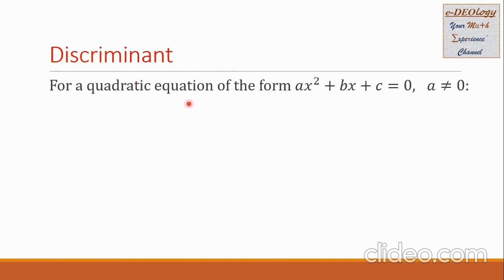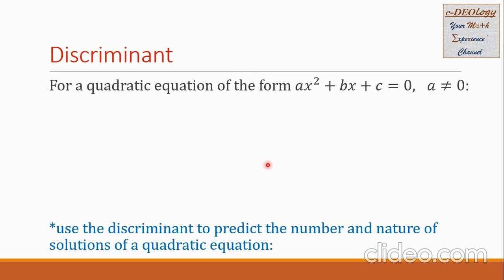For a quadratic equation in standard form, ax squared plus bx plus c equals 0 and a is not equal to 0, we are going to use the discriminant to predict the number and nature of solutions of a quadratic equation.